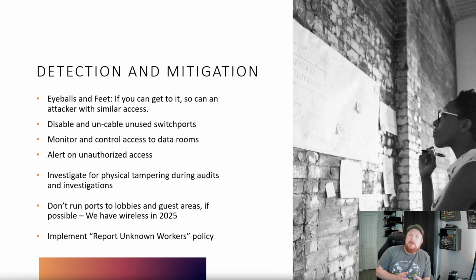In common areas like workspaces, any wall ports that are not in use should be disconnected from the network, which I kind of said earlier. Further, no ports should be accessible in any way outside of controlled spaces. These days, we have the technology to even take reception areas in a lobby fully wireless, and if possible, you should do so. Also, implementing a report unknown workers policy is helpful.